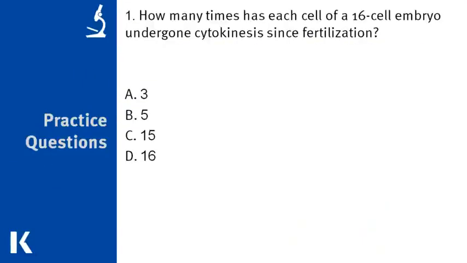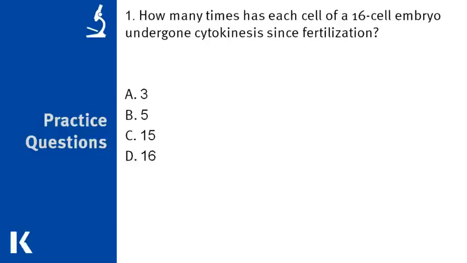Let's try a couple of practice questions to test our knowledge. This question asks about the number of cytokinetic steps since fertilization. Take a second and pick an answer. A common wrong answer is 4 times, since 2 to the 4th is 16, but that's not an answer choice, so we know that something is up.